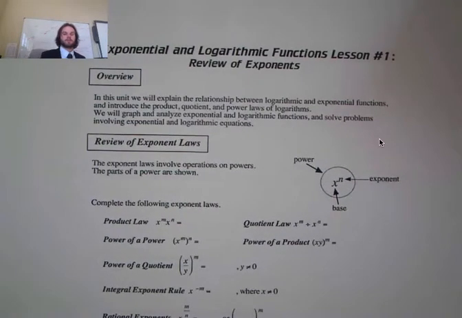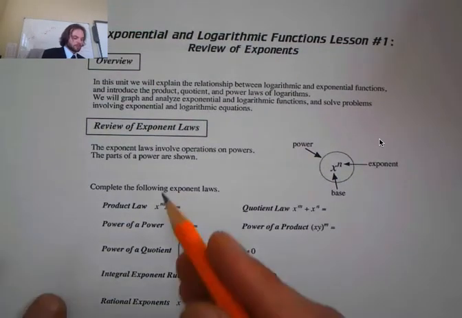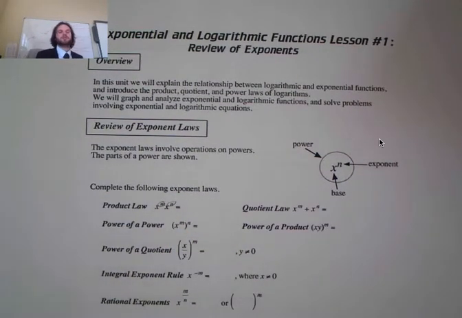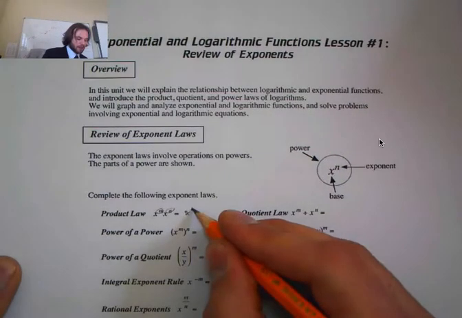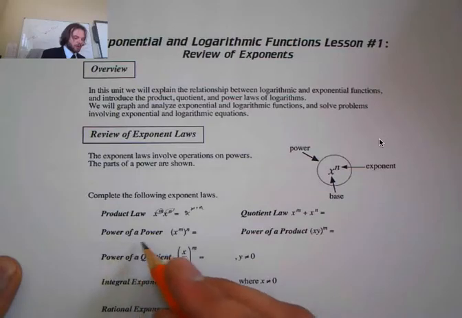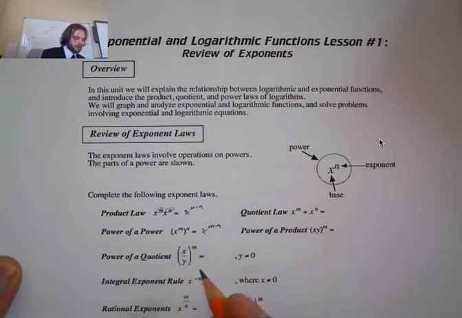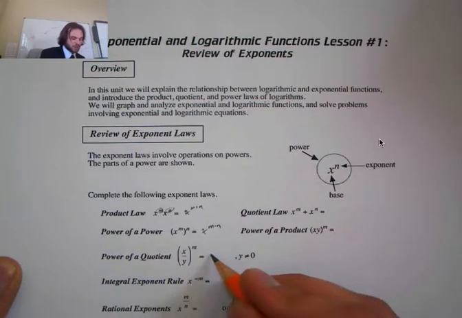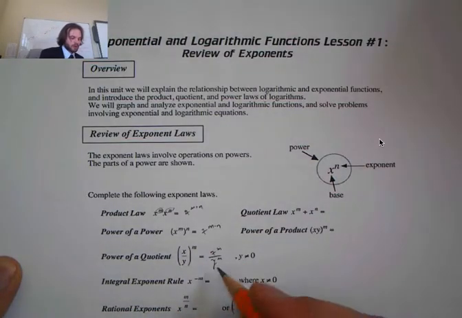We're going to now go right back into these laws just to review. So the product law is we have to add them, so that is x to the m plus n. The power of a power is x to the m multiplied by n. This one here, power of a quotient, we have x to the m all over y to the m. Both of these must be put to the power. The integral form is 1 over x to the m.